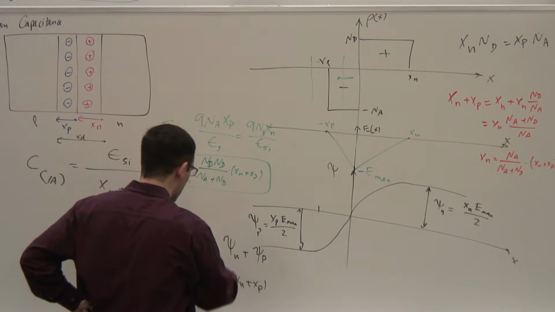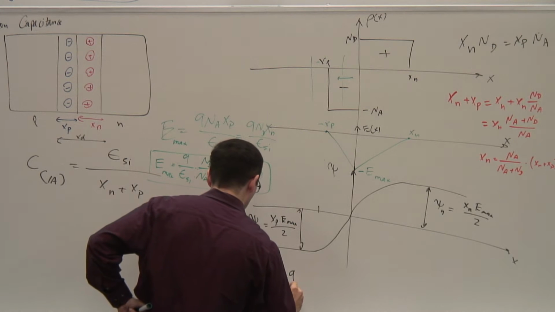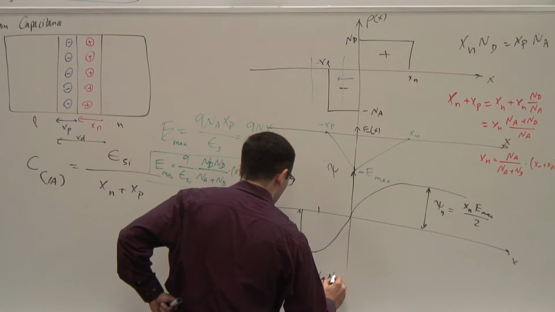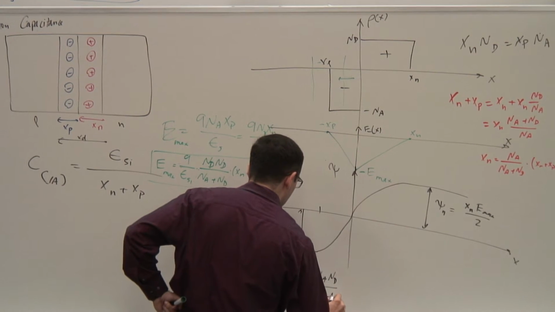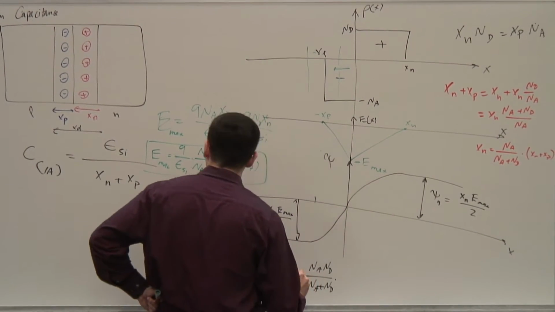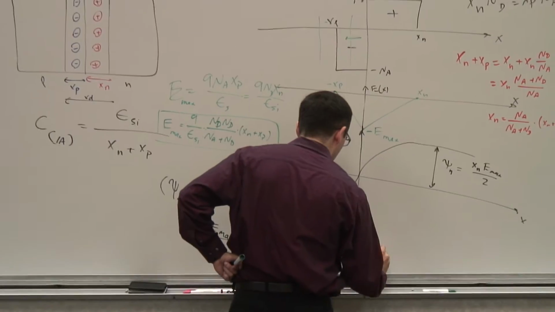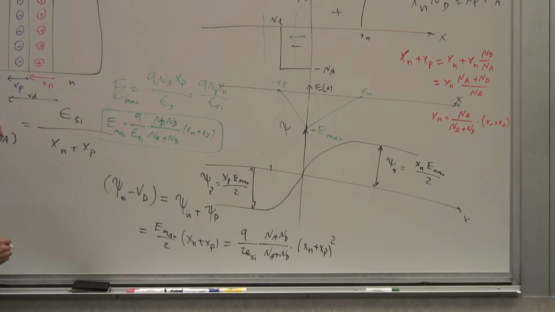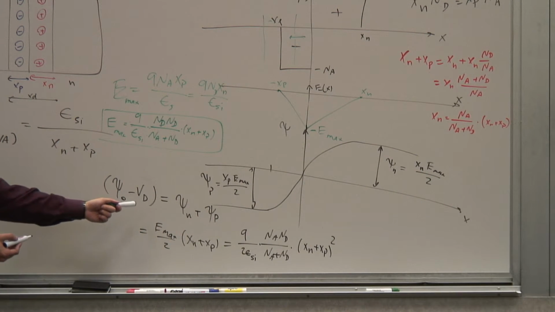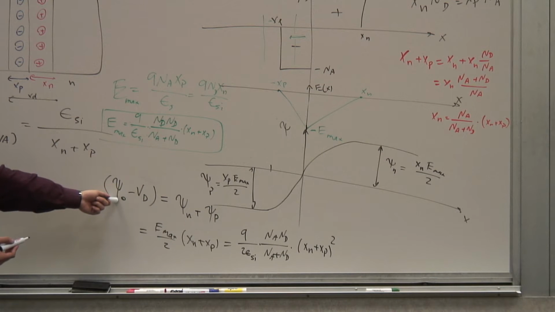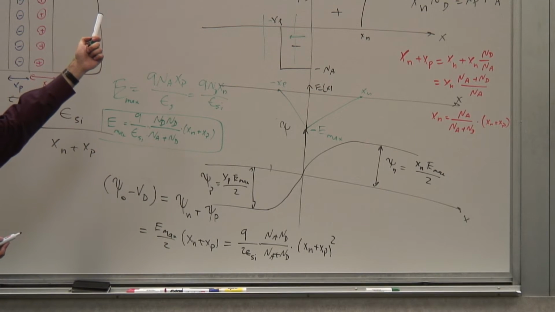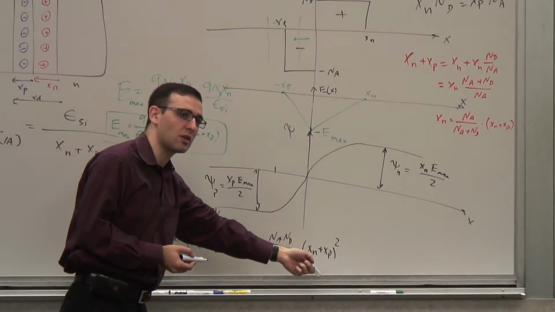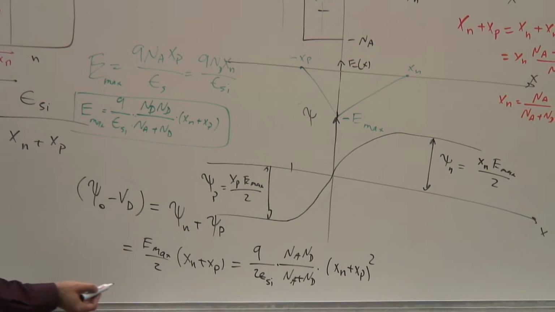And if I plug this from here, I will get q over 2 epsilon silicon times Na Nd divided by Na plus Nd times xn plus xp squared. Right? So that's the total potential drop. But I know this. This is the parameter I apply. And this is something built in that I can calculate based on Na and Nd, the doping concentration. What I'm trying to calculate is this quantity. So I have to solve it for that, which I can do, and everything else is also known quantities.